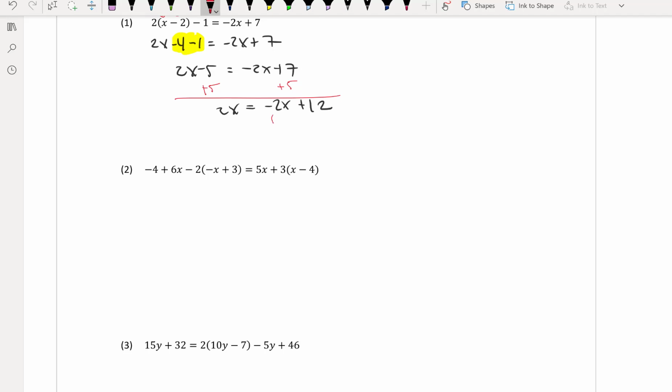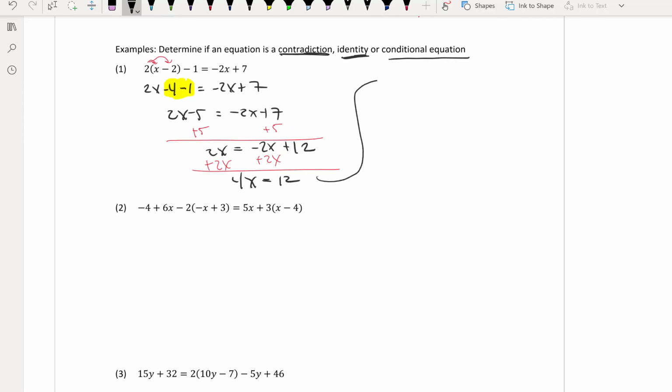And now, if I were to add 2x to both sides, I would get 4x is equal to a positive 12. And I sort of run out of room, so I'm just going to recopy it over here. So that 4x is equal to 12. So now, dividing by 4, I'm going to get that x is equal to a positive 3. So since I got an actual answer, I got an equation back, then I know that this is going to be a conditional equation. Okay, so I have conditional.